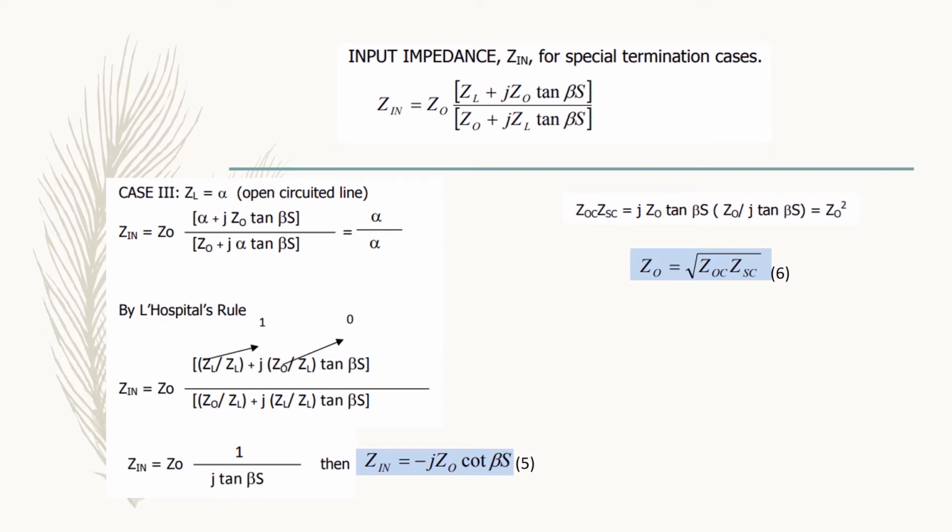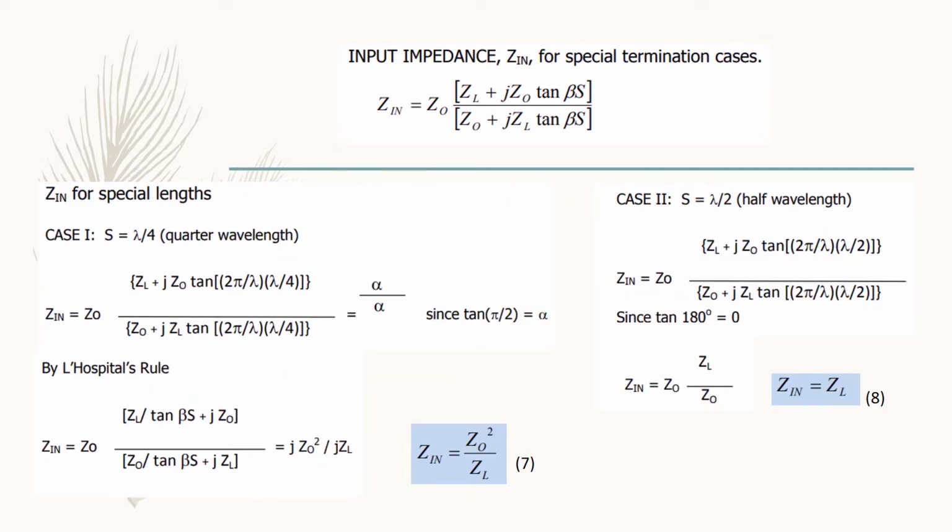Zin for special lengths. Case 1, S is lambda over 4, or quarter wavelength. By using L'Hopital's rule, Zin is equal to ZO squared over ZL. Case 2, S is equal to lambda over 2, half wavelength, and the final formula is Zin is equal to ZL.